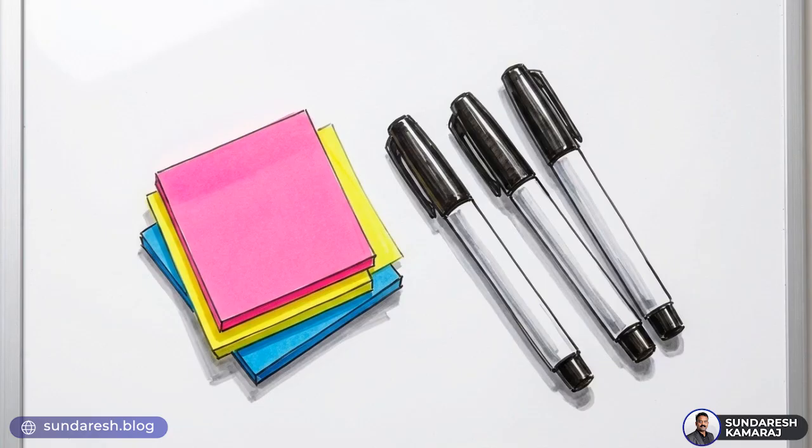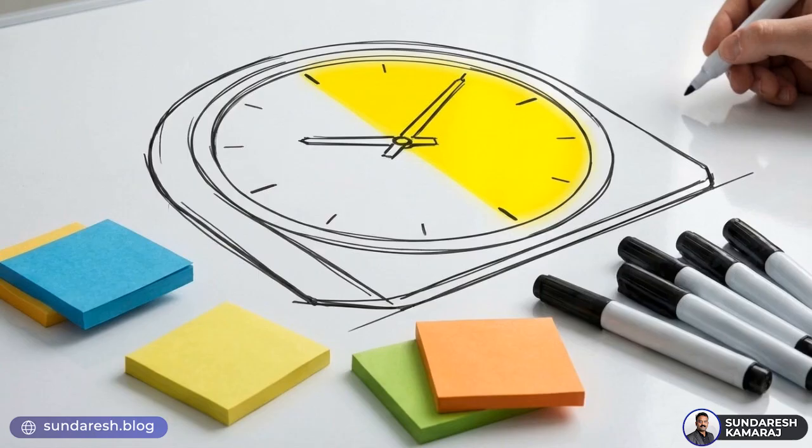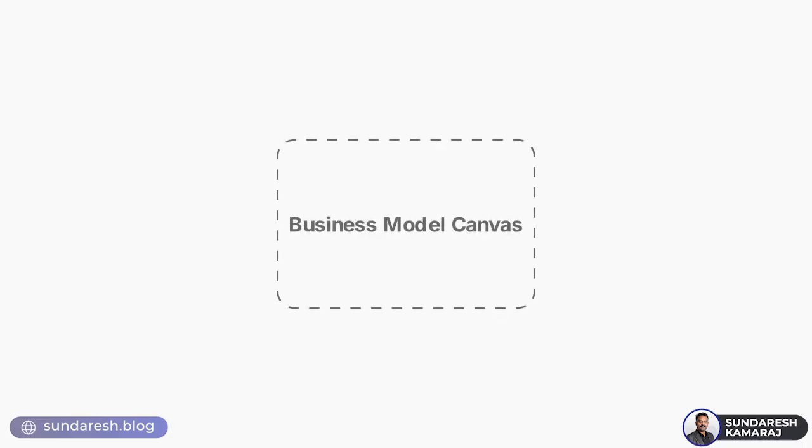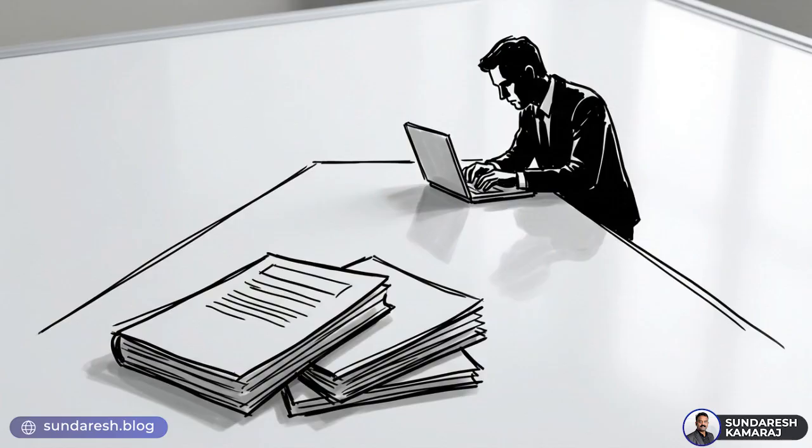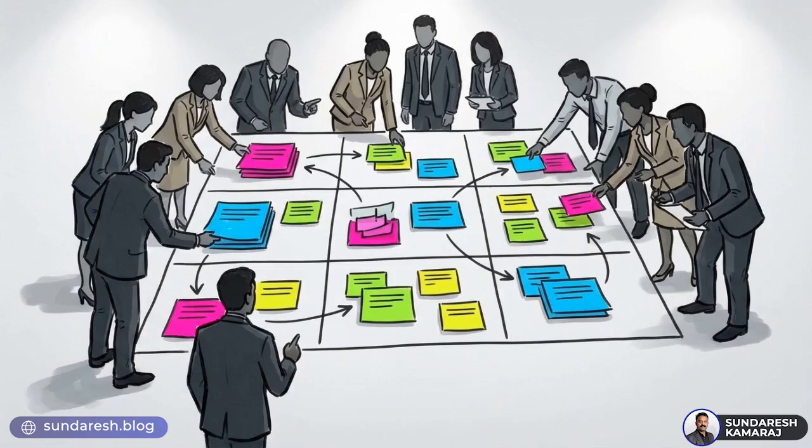You will also need a stack of colorful sticky notes, thick markers, and a dedicated 2 to 4 hour block of time. Building this canvas requires a cross-functional team, including founders, product managers, and sales leads. Working alone creates strategic blind spots that can undermine the model later. Collaborative building transforms your strategy into a shared hypothesis, allowing every department to align on how the company creates and delivers value.